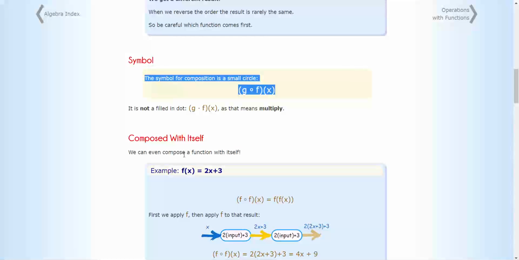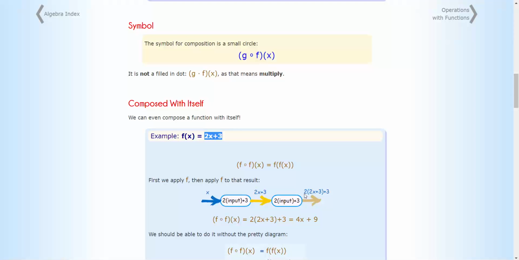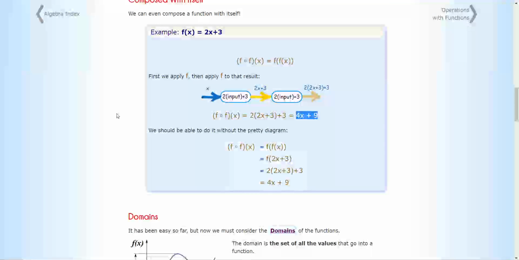There's also a function composed with itself. If you compose this with itself, you have 2x plus 3, and then the x would be 2 multiplied by 2x plus 3. Then you apply the 2, and you have 4x plus 6, and then plus 3, you end up with plus 9. So 4x plus 9. There we are. We should be able to do it without the pretty diagram, which is this one here.